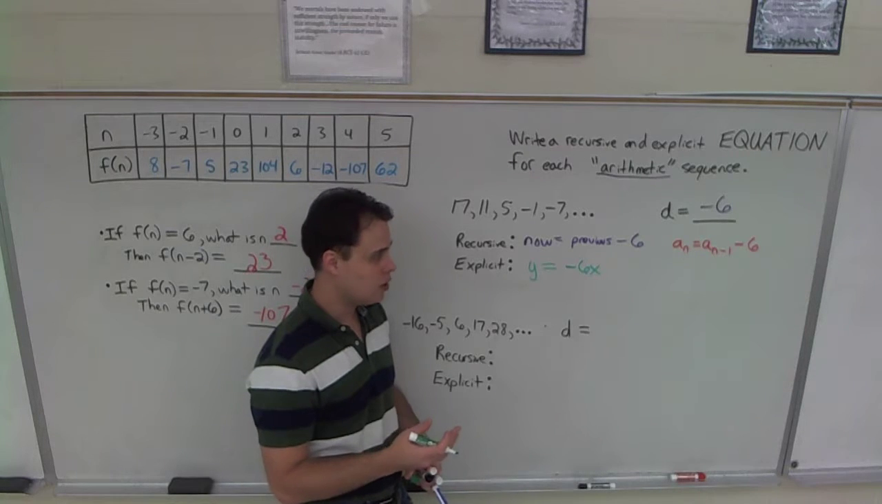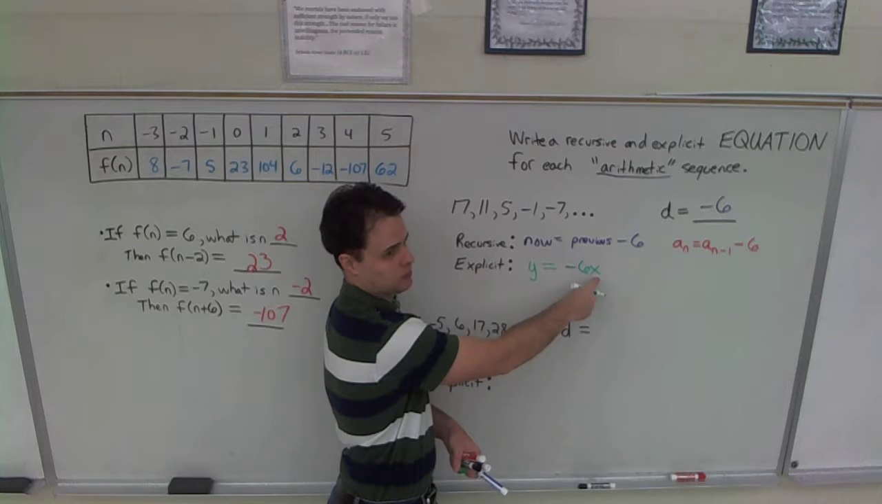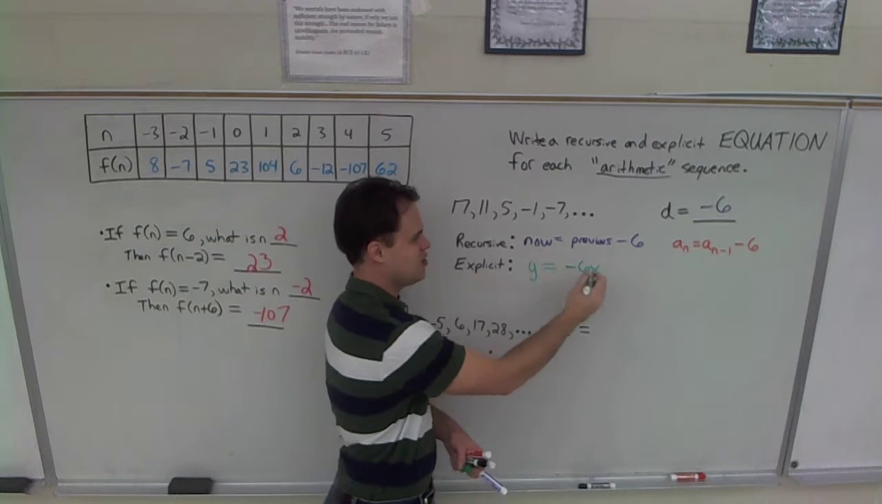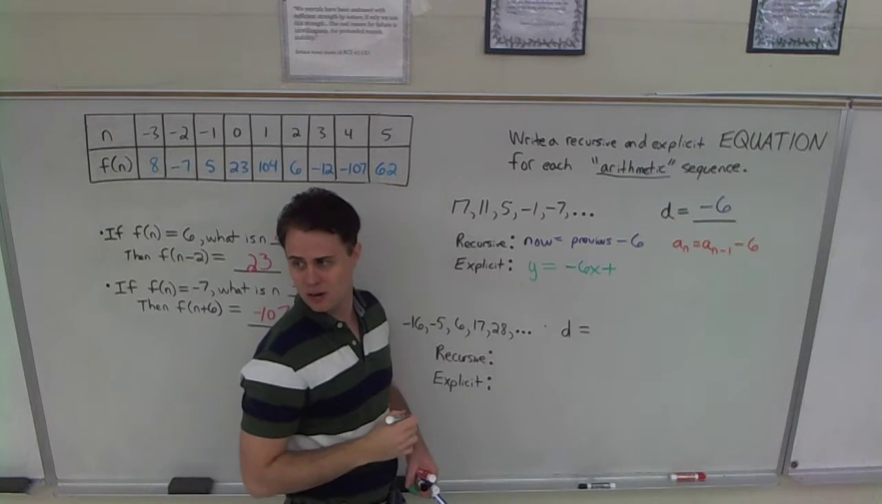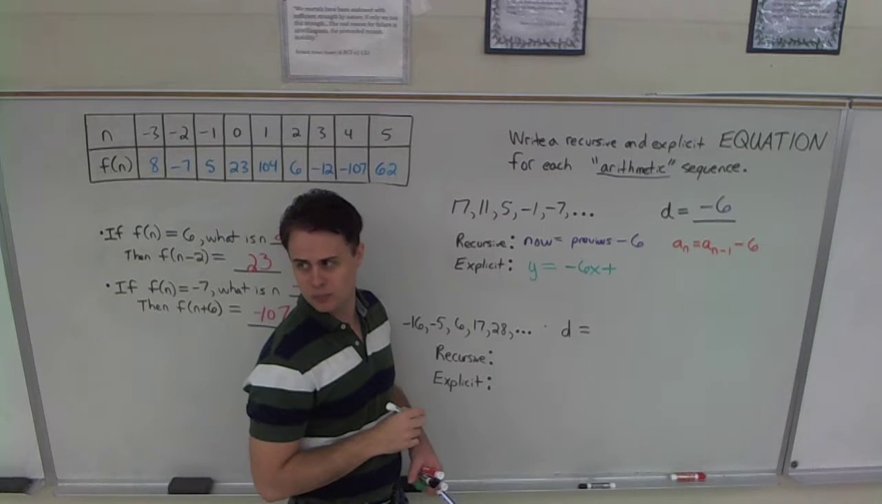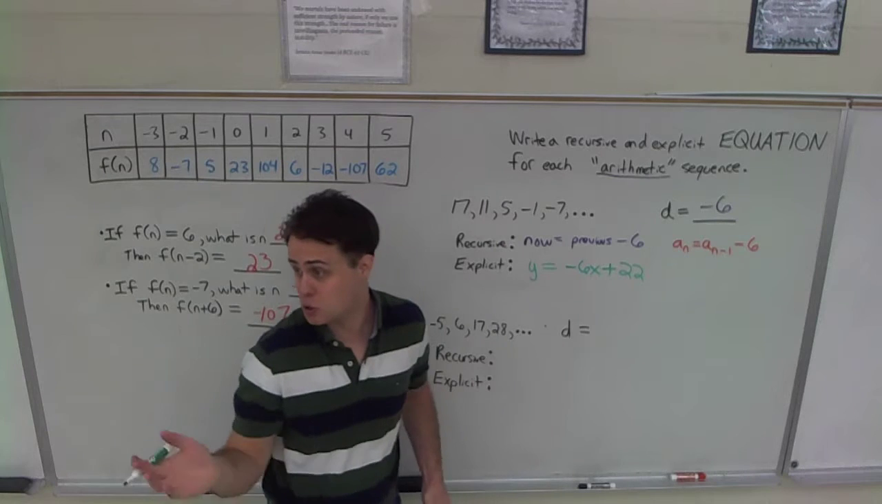So let's think. Let's try it, okay? If we put 1 in right now, what do we get? Negative 6. But we're supposed to get 17, so we've got to add something, right? To get from negative 6 to 17, how much do you have to add? You could use your calculator if you need to. 20 something, right? Probably like 22. Let's try 22. Let's just try it, okay?